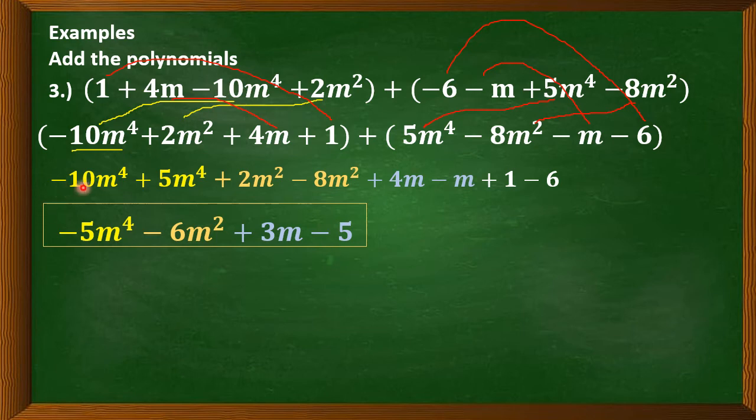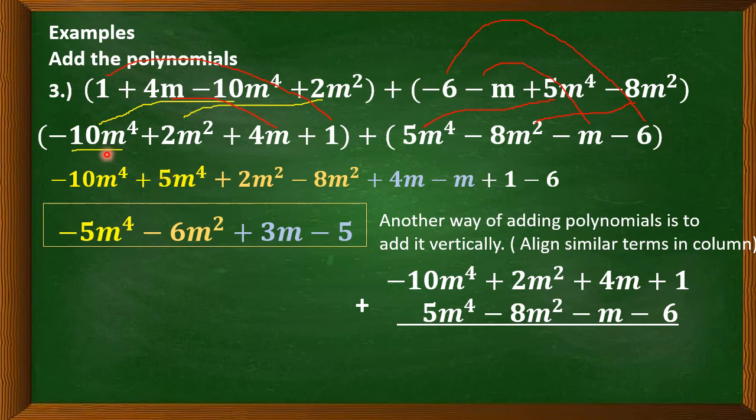So in here, what I did is I combine similar terms, and if you have observed, similar terms are those terms that have the same color. And finally, our answer is negative 5m to the power of 4 minus 6m squared plus 3m minus 5. You can also arrange it vertically like this.